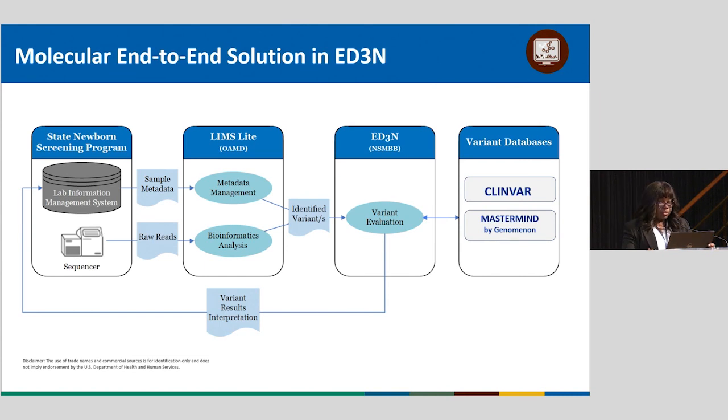Staff will be able to see whether or not their identified variant has already been detected by another program within the newborn screening national group, and how that program classified that variant. Importantly, EDEN will not remain a siloed data set. We will be both utilizing and contributing information to ClinVar, and we have also contracted with Mastermind Genomenon to help provide literature search functionality and to utilize their ongoing curation efforts.